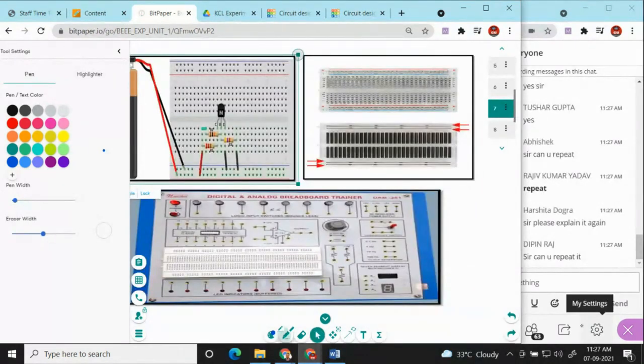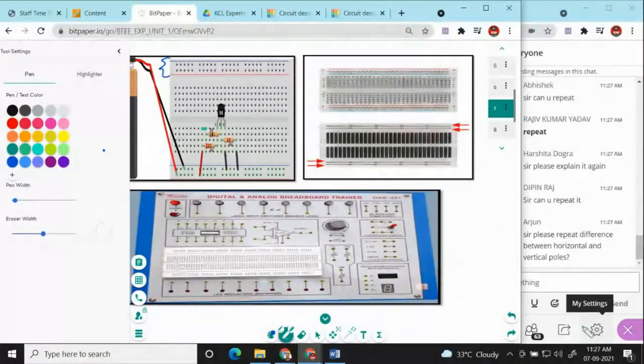One section is the horizontal section. This one is the horizontal section, and another section is the vertical section. This is the vertical section. This is the second section, and this one is your first section. The first section is horizontally connected with each other. Okay, all the connections are horizontally connected with each other.